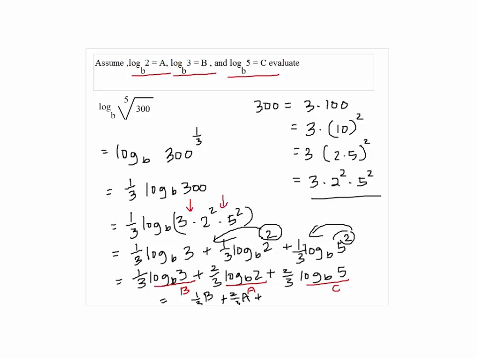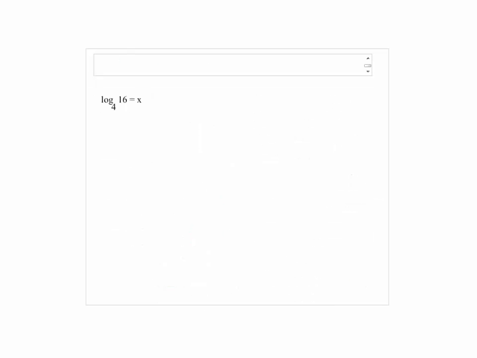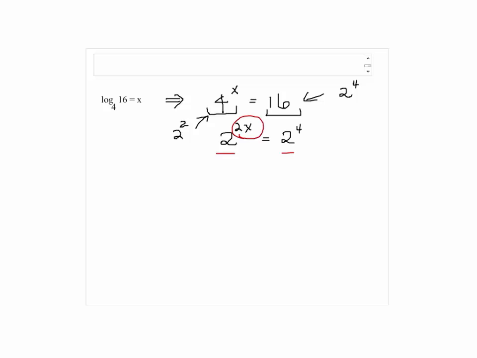So we have 1/5 log b of 3 plus, by bringing down the exponents in front, we have 2/5 log base b of 2 plus 2/5 log base b of 5. Now we know that log b of 3 will be b, log base b of 2 will be a, and log base b of 5 will be c. So the final answer is 1/5 b plus 2/5 a plus 2/5 c. Let me rewrite that on top. So our answer is 1/5 b plus 2/5 a plus 2/5 c.